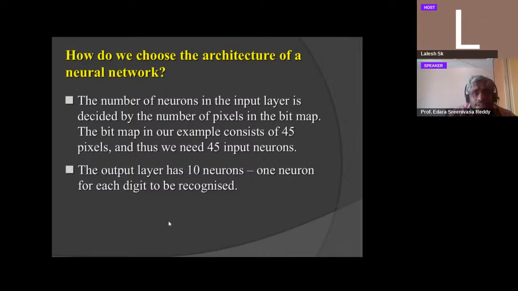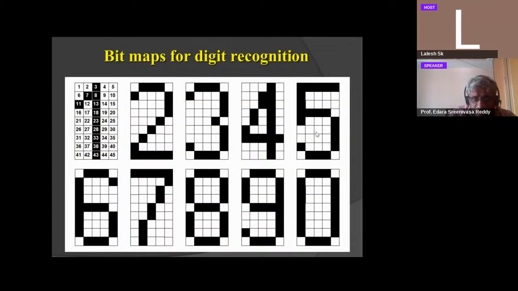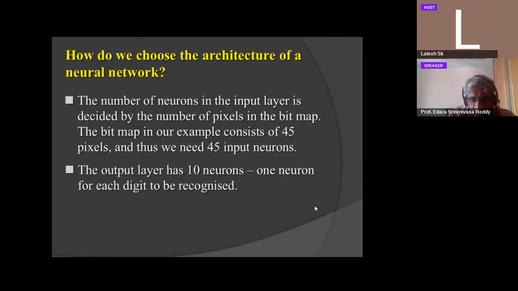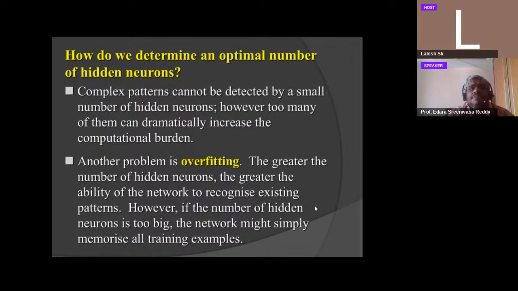The output layer has 10 neurons. Why 10 neurons? We are going to write only 10 numbers: 1, 2, 3, 4, 5, 6, 7, 8, 9 and 0. So outputs are 10, inputs are 45, and the hidden neurons may be more than 45, as we say, 90 neurons.